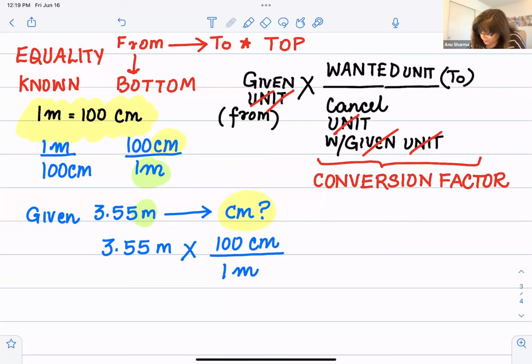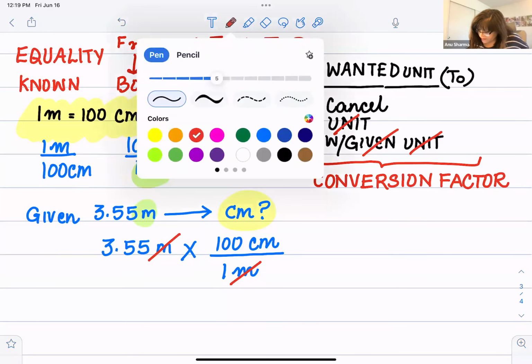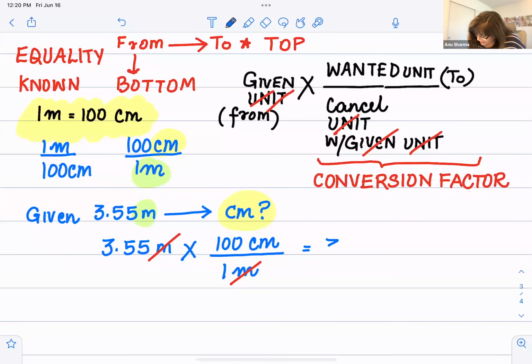Okay, so here the meter and the meter cancel out, and you are left with 3.55 times 100, and you get 355. So the answer here is 355. Now the 355 alone doesn't make any sense. So what do we need here? We will need the units, because the whole purpose of doing the conversion was to get the new units.